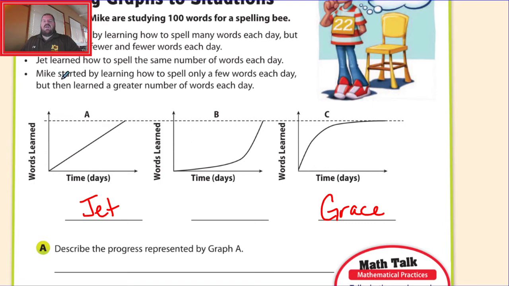And then Mike started by learning how to spell only a few words each day. So he's working just a couple words, a couple more, and then learned a greater number each day. He's learning much more out here. So this is Mike.